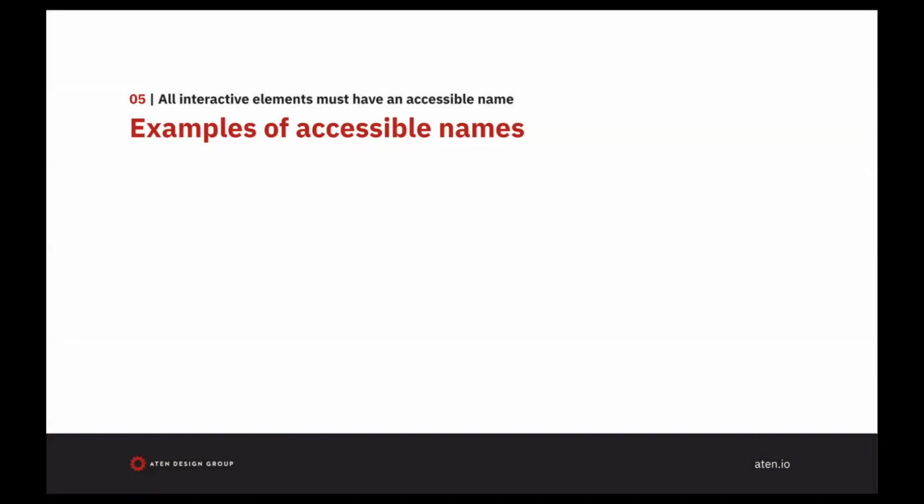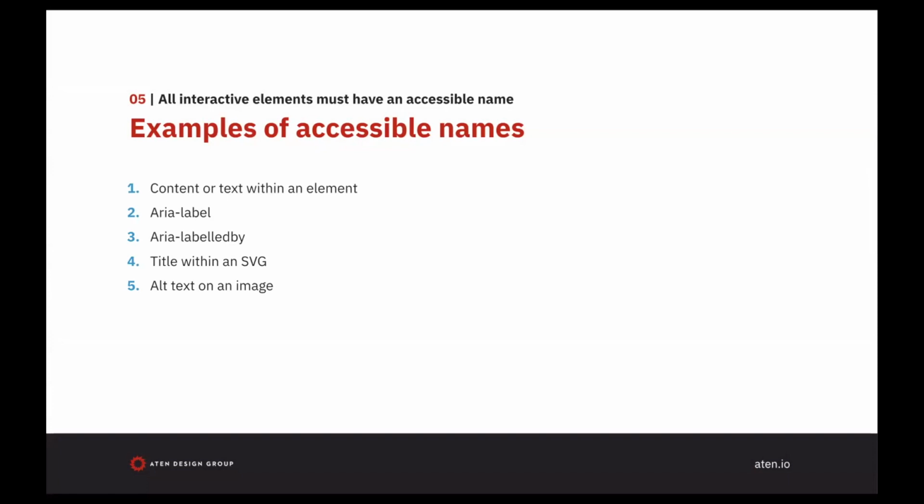So examples of accessible names, some easy ones, is content or text within the element. If you have a link and it has text within it, it has an accessible name. An ARIA label, as we just saw, will also be an accessible name, and it overrides the text element. ARIA labeled by is another accessible name, and that will override an ARIA label, which, as we know, overrides the content. A title within an SVG is an accessible name. Alternative text on an image is an accessible name. And labels with inputs are also accessible names.